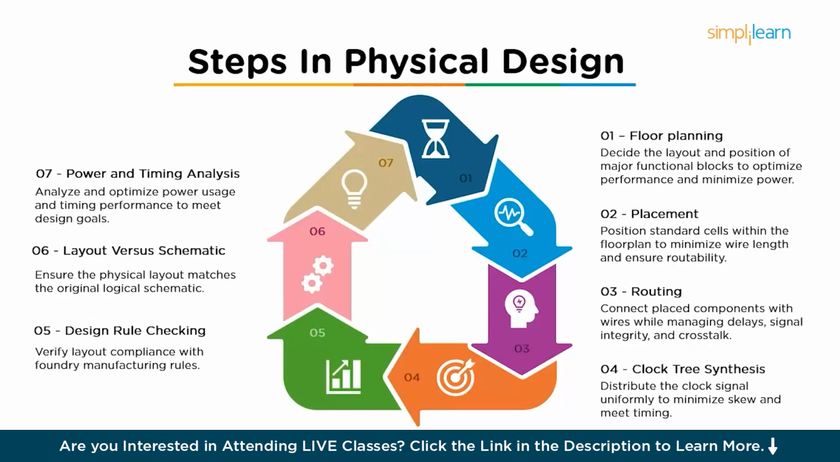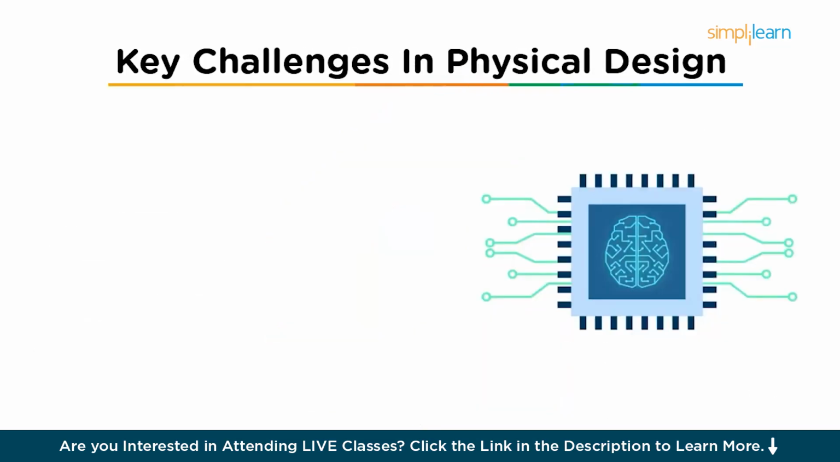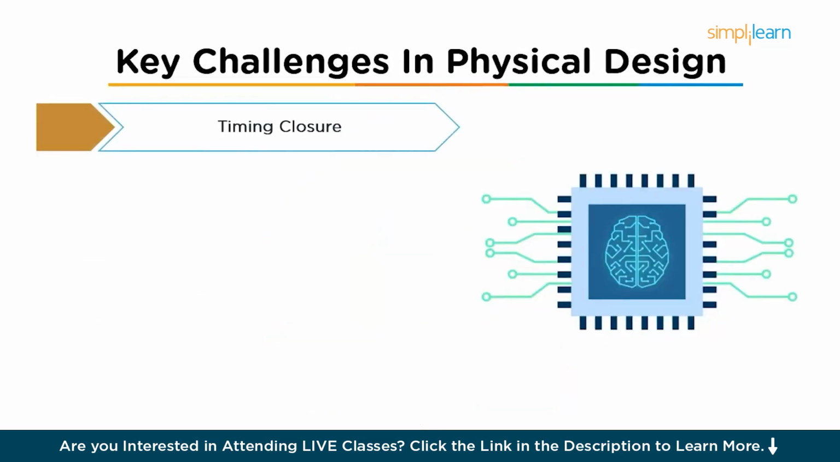So after understanding the steps in physical design, there are some key challenges in physical design as well. The first one is timing closure. Achieving timing closure means ensuring that every data path in the circuit meets setup and hold time requirements, so data arrives reliably within each clock cycle. This requires adjusting cell sizes, placements, and routing, and often involves iterative optimization using static timing analysis tools to eliminate timing violations without degrading other design metrics.